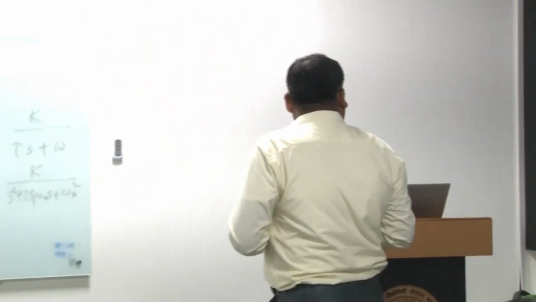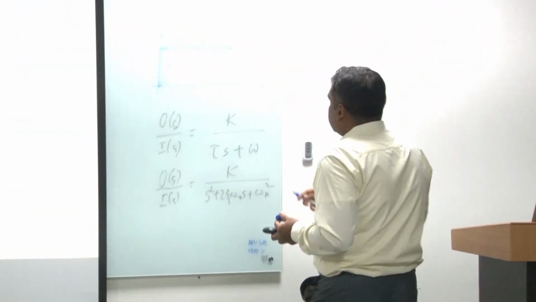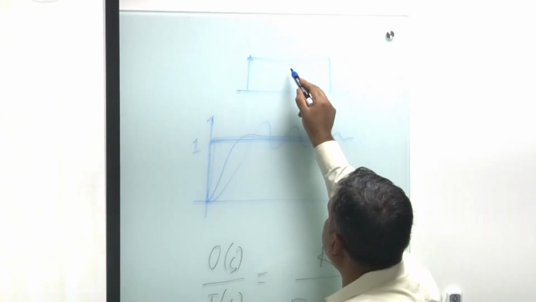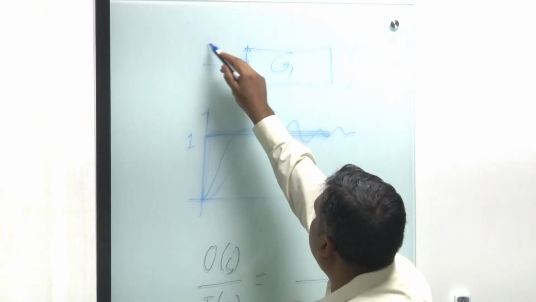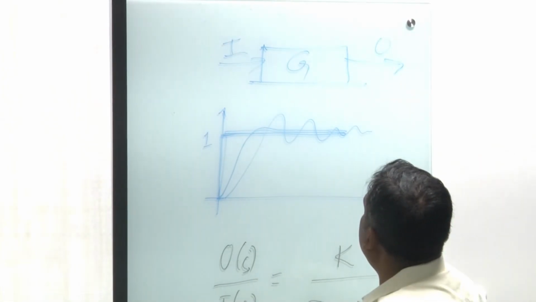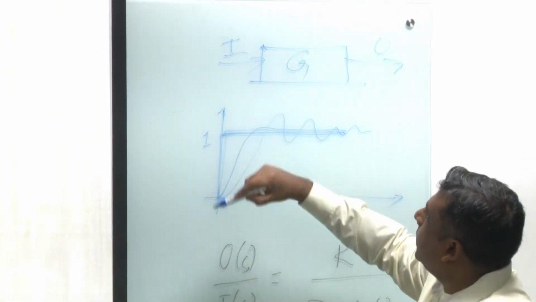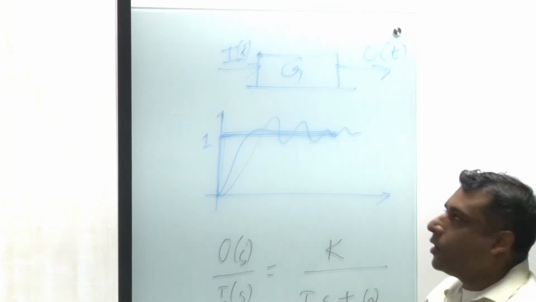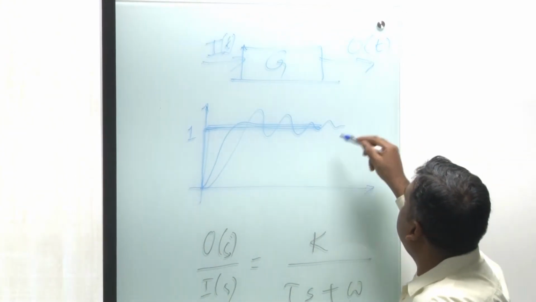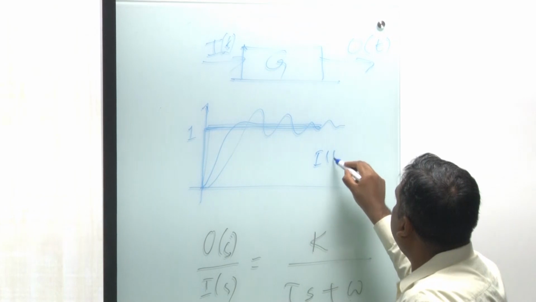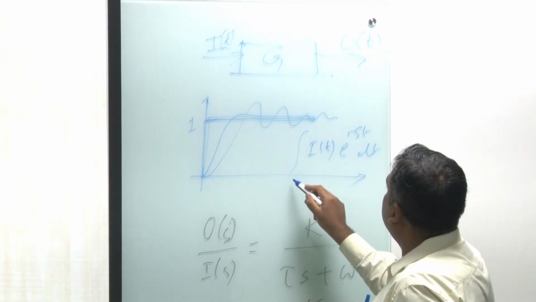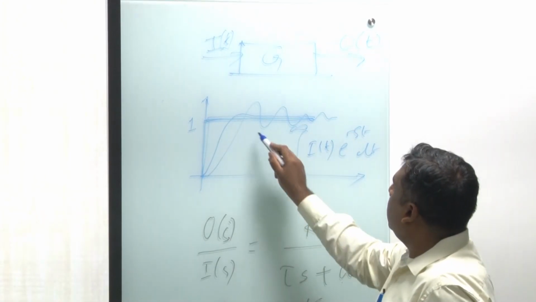Everyone understands what this is? Actually, let me explain this a bit more. What I mean is, if there is a system like this, let us say I call my system G and there is an input I and it is giving an output O. This I is varying with time, and this O is varying with time. The Laplace transform is simply the integral of I of t e to the power minus s t dt, from 0 to infinity. That gives you I of s.